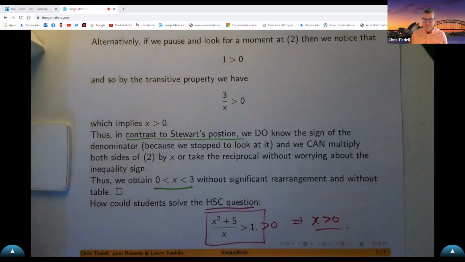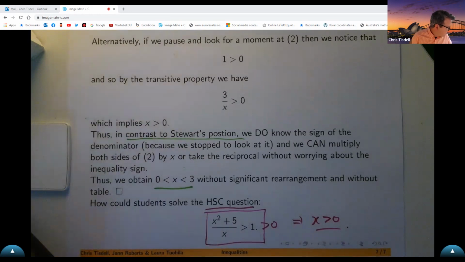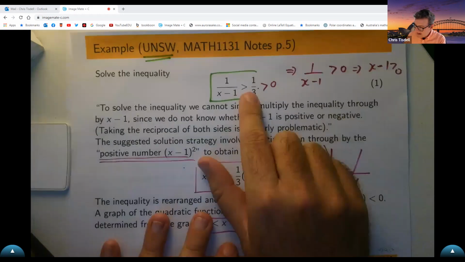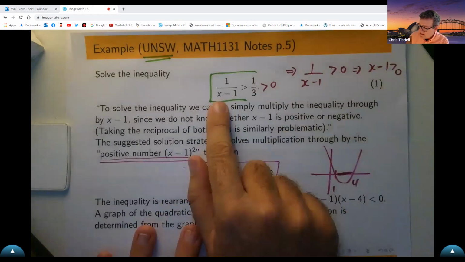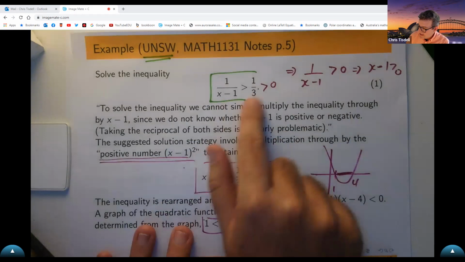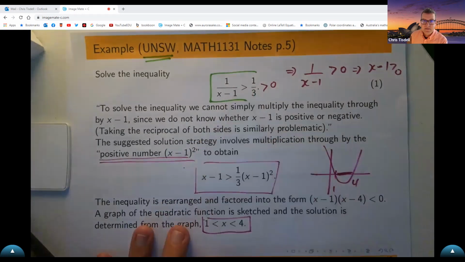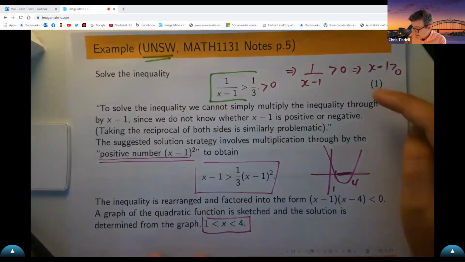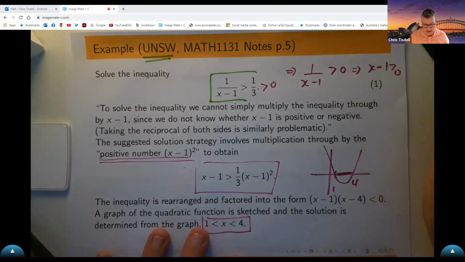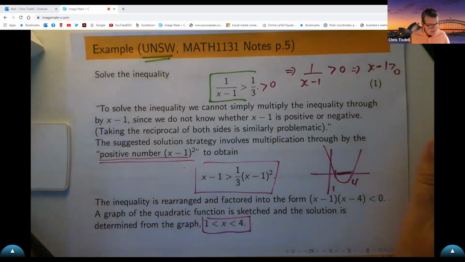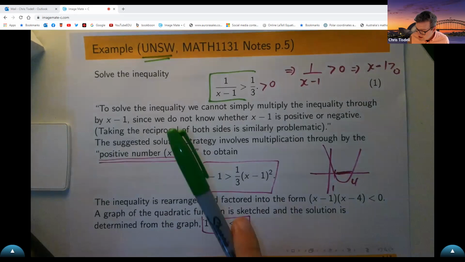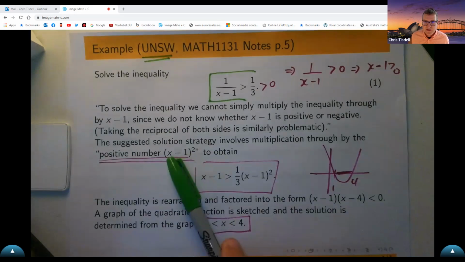Now, I've had colleagues who have criticized students for a problem like this, and they've taken off marks because the students have multiplied by x minus 1. Now, maybe they haven't justified it by saying that this is positive, and that's obviously a problem. But we're so deep in these methods that we don't actually stop to think about what we're doing.